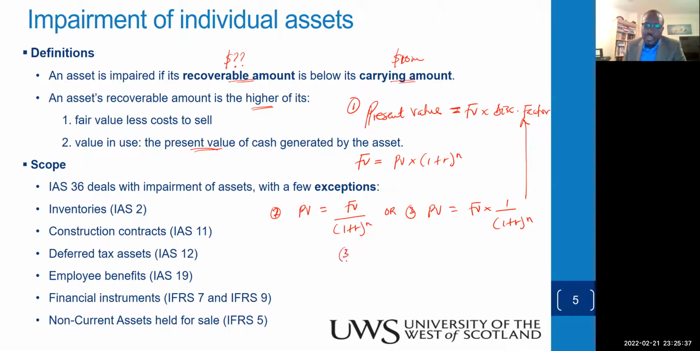Or you could also use a third one where present value is equal to future value times 1 plus the rate to the power negative n. This is the fourth one. I said 3, this is the fourth one. This and this is the same. Any of these should help you get the same answer. They will give you the same answer.